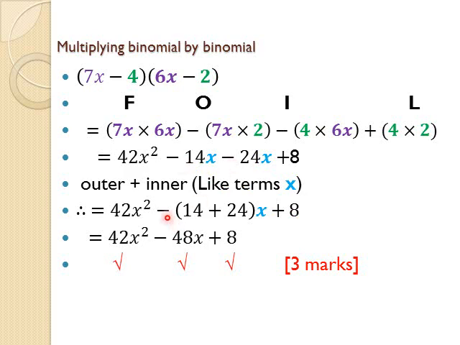I took the negative out just to show you that this is the same as adding. If I had positive 14 and positive 24, I would have said 14 plus 24. Now I have negative, so simply again 14 plus 24, but it stays negative. So 14 plus 24 would give me 38x. So this simplifies to 42x squared minus 38x plus 8.